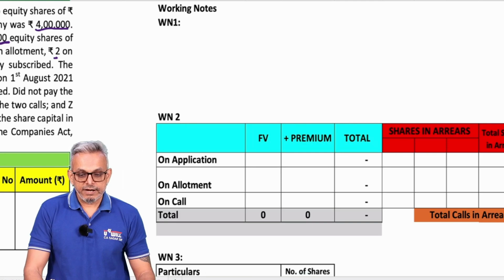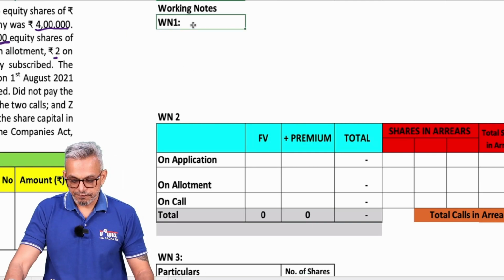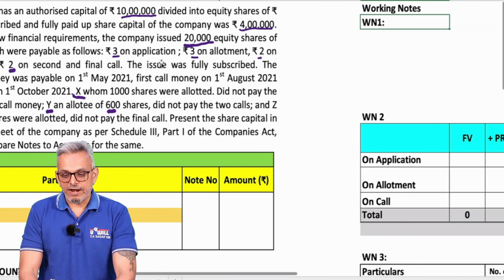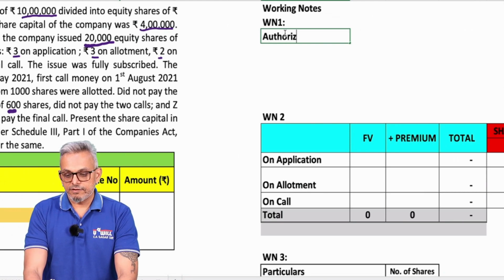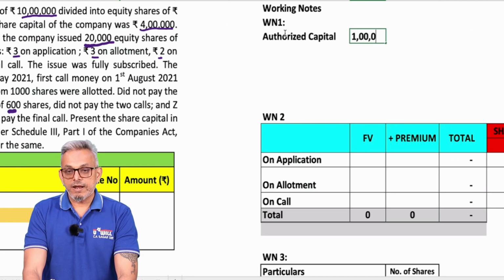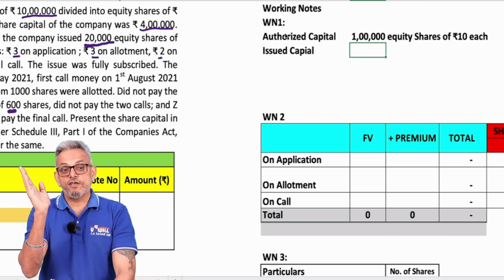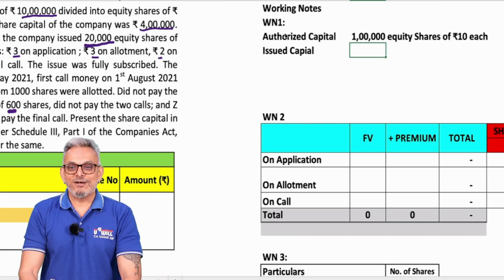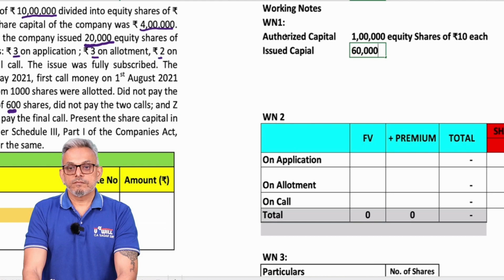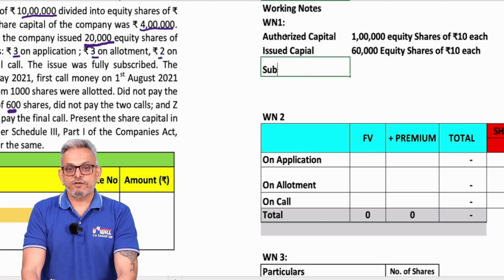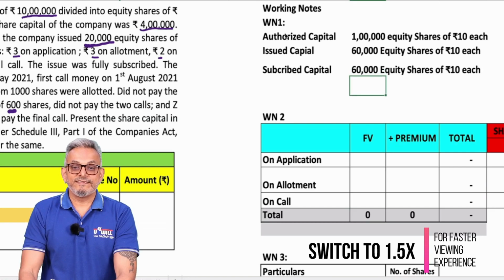Now, over here, working note 1 is going to be a very simple working note. We have authorized capital of 1 lakh equity shares. So, I'll write over here, authorized capital 1 lakh equity shares of rupees 10 each. Only equity shares. Issued capital: now, be careful, 40,000 shares were already issued before, and further we are issuing 20,000 equity shares. So, 60,000 of rupees 10 each. And subscribed capital, again, 60,000 shares of rupees 10 each.